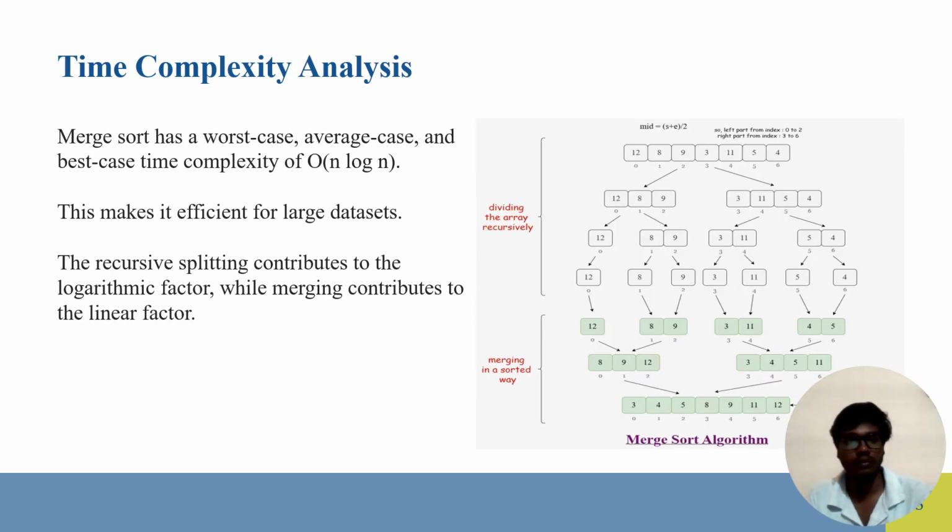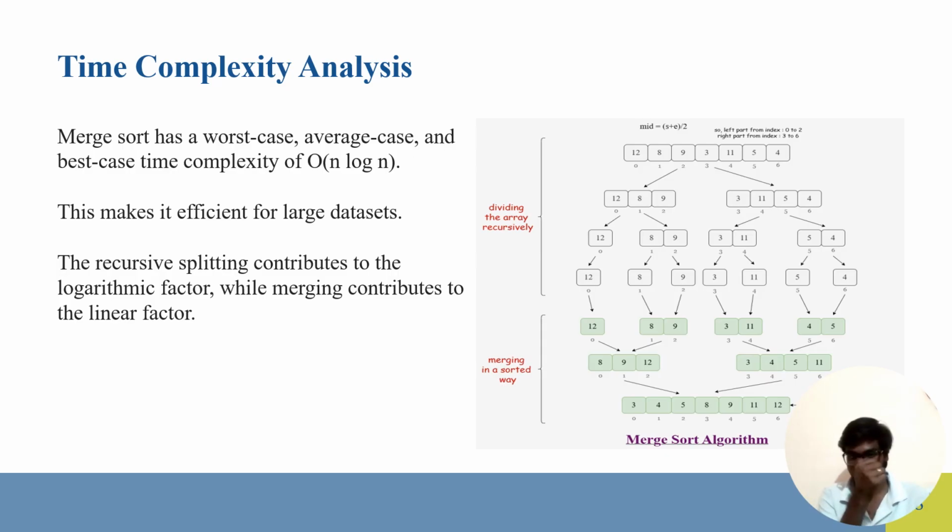As you can see here, the time complexity analysis of the merge sort. Here, the merge sort has a worst case, average case, and best case time complexity of big O of n log n. This makes it efficient for larger data sets. The recursive splitting contributes to the logarithmic factor, while merging contributes to the linear factor.